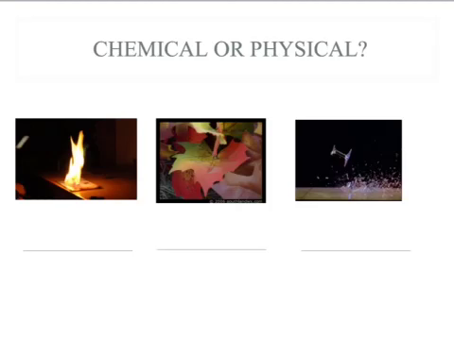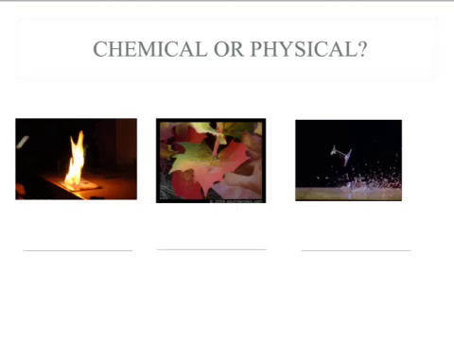The second picture is showing leaves changing colors in the fall. Chemical or physical change? This one's a little tricky. It's actually a chemical change. If you remember back from biology, leaves go through photosynthesis, and they have chlorophyll in them, and there's a whole chemical process, and that chemical involves chlorophyll. So there's actually a whole mechanism involved, and hopefully you remember that from biology.